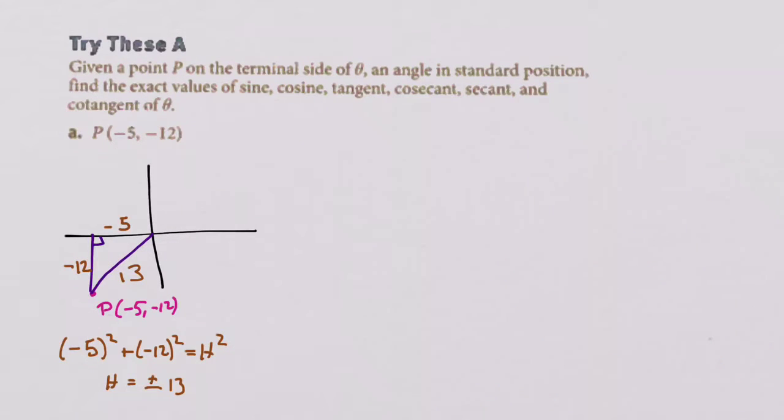Now that we have my x, my y, and my r, or adjacent, because we're going to go from the origin, the adjacent being -5, your opposite being -12, and your radius being 13, we now have all the information to be able to answer sine, cosine, tangent, secant, cosecant, and cotangent. So let's go ahead and do that.